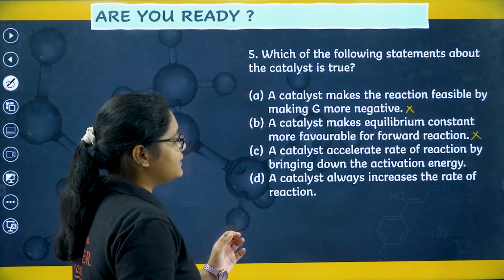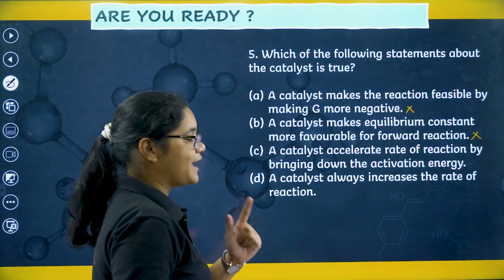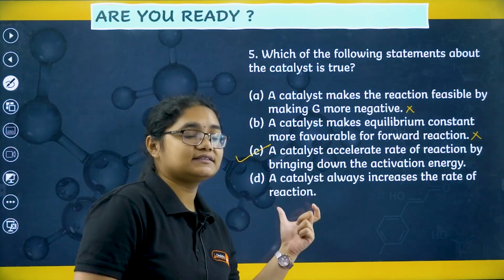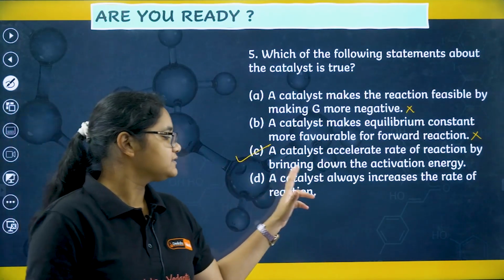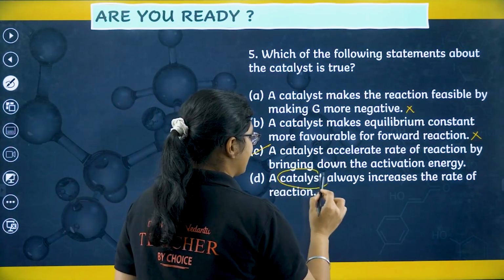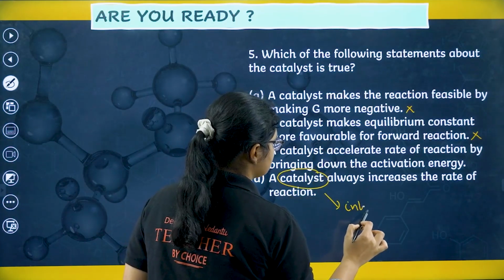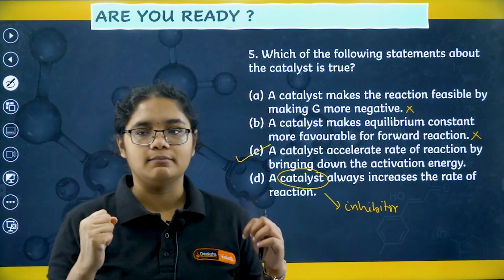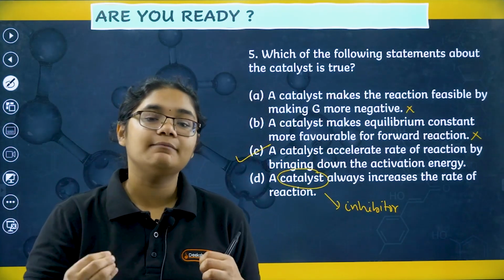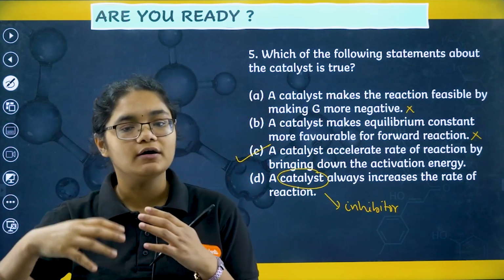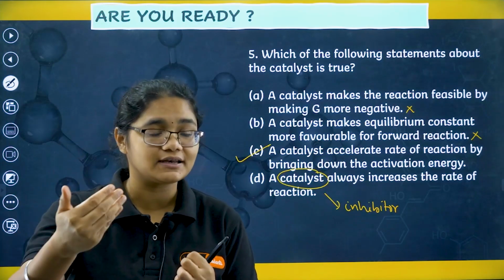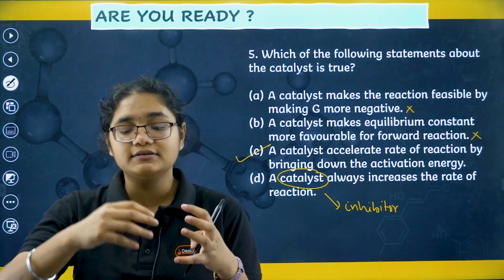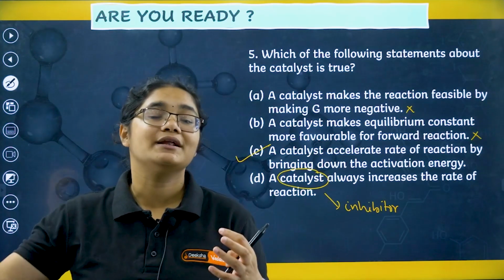A catalyst accelerates the rate of reaction by bringing down the activation energy. Yes, definitely correct. A catalyst always increases the rate of the reaction? See, when we talk about a catalyst here, an inhibitor is also involved. A catalyst may increase the rate of the reaction, or may decrease the rate of the reaction. The substance which decreases the rate of the reaction is called an inhibitor.